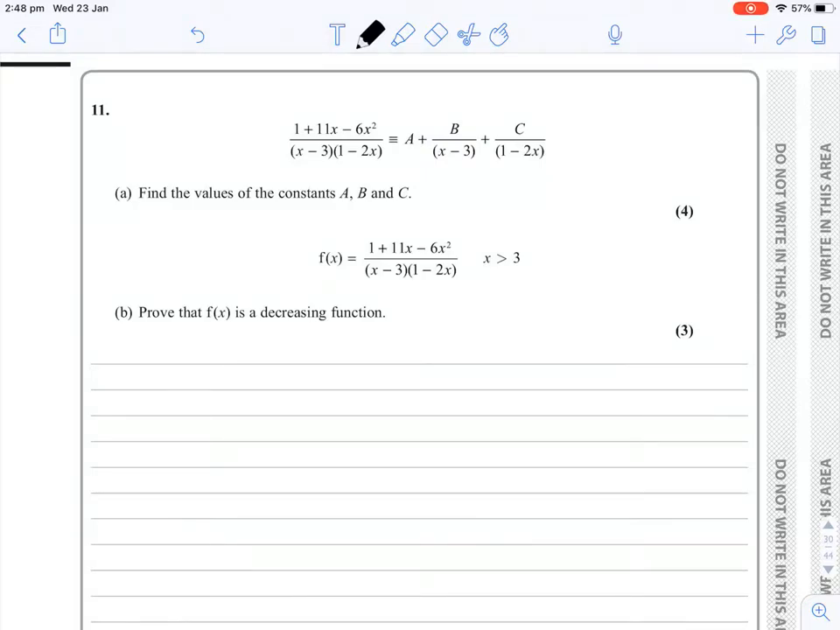Question 11. We've got to find the values of the constants a, b and c in the above equation. So the first clue is that we've got a top-heavy fraction here. We've got an x squared here and we're going to get an x squared on the bottom as well. This is also shown by the fact that we've got a constant on its own. So we're going to have to do a bit of algebraic long division.